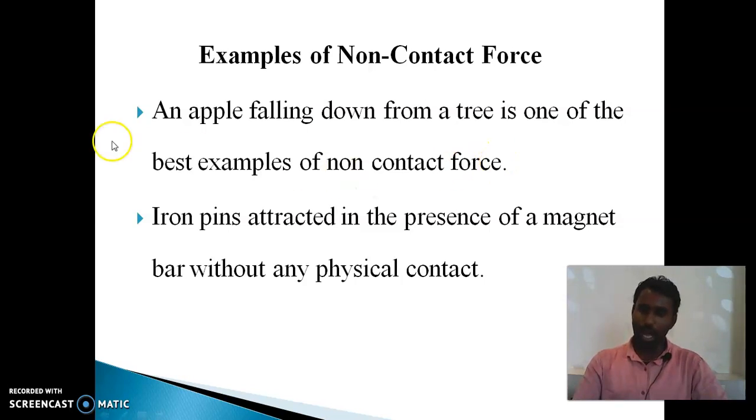The next one: iron pins are attracted in the presence of a magnet bar without any physical contact. If you take small pins and a magnet, and bring the pins closer to the magnet, what will happen? Suddenly they will go and attract each other, right? So these are some examples.